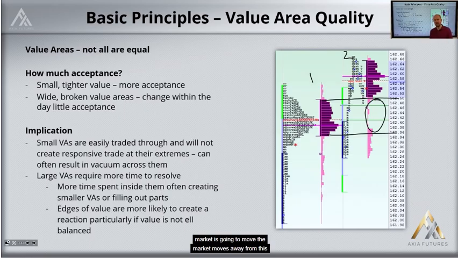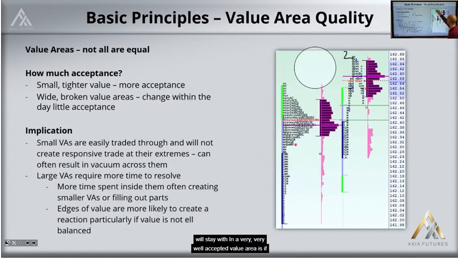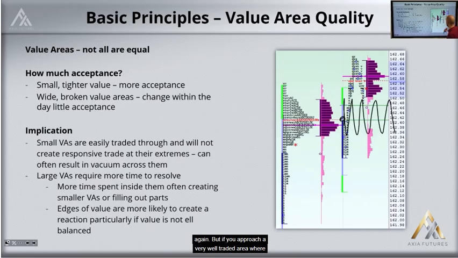Everyone's happy. So if the market moves away from this area, we will move quickly away from it, because people change their minds. The only situation where the market will stay within a very, very well accepted value area is if you still have the same degree of acceptance the next day, typically opening inside, and you will then do the same thing again.